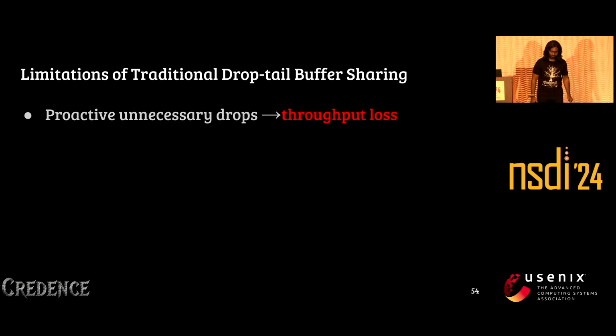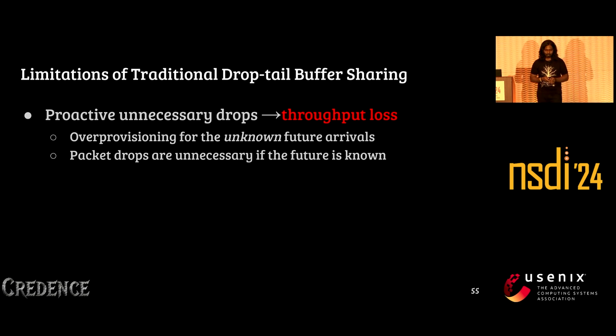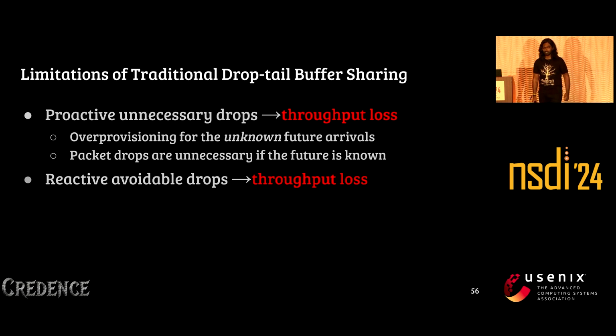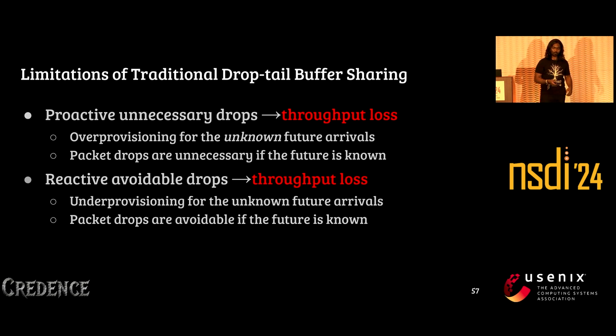The first is that they experience proactive unnecessary drops, which leads to throughput loss, and that affects the competitive ratio. What this means is that they try to over-provision for future packet arrivals, and this leads to unnecessary drops, and these could have been avoided if the future was actually known ahead of time. In contrast to this, certain algorithms experience reactive avoidable drops, which again leads to throughput loss. Here, the algorithm under-provisions for the future, accepts too many packets, and these packet drops could have been avoided if the future was known.